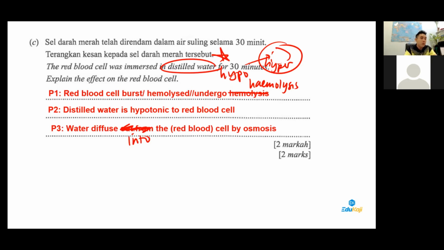Yeah. So guys, if they can ask you hemolysis, they can also ask you crenation. If they can ask you red blood cell, they can also ask you plants, plasmolysis, deplasmolysis. Okay, guys, please take note. Turgid, flaccid. All these are applications under Form 4 Bab 3.